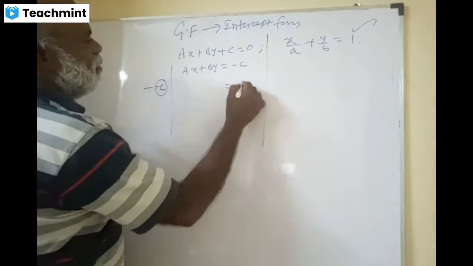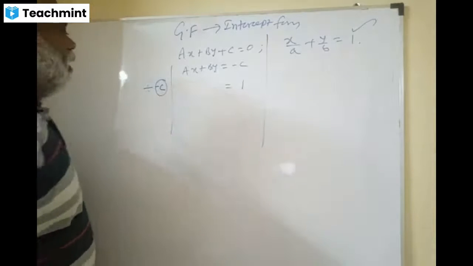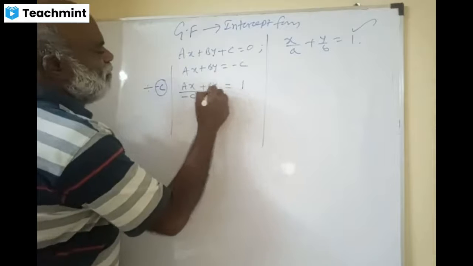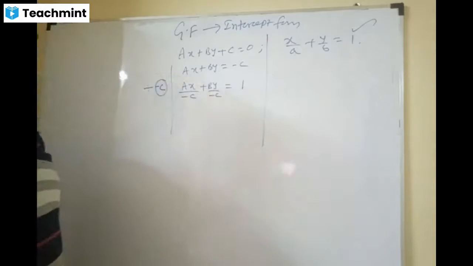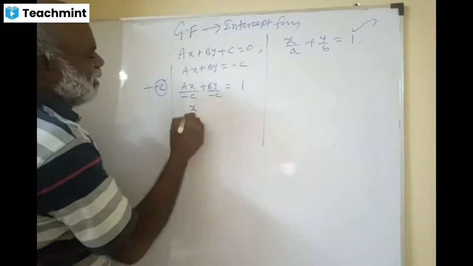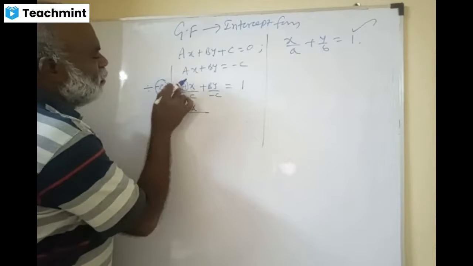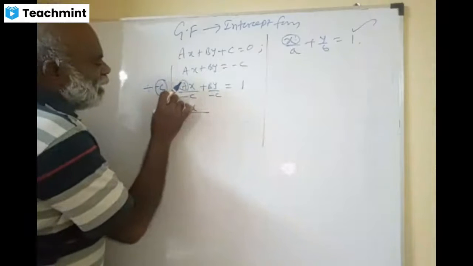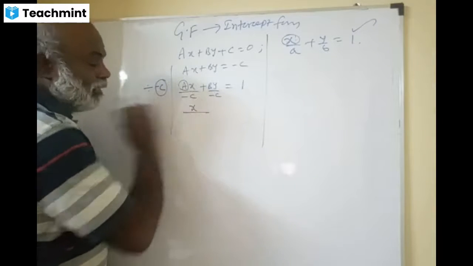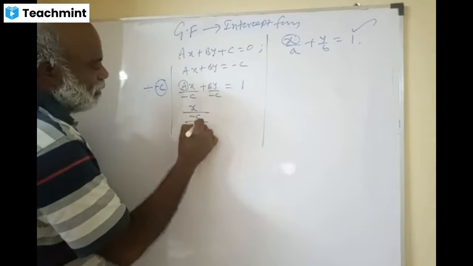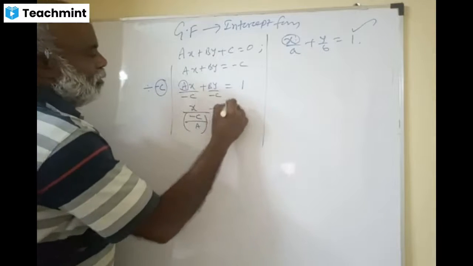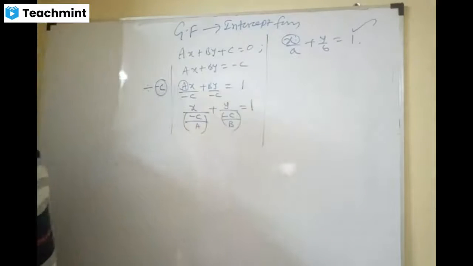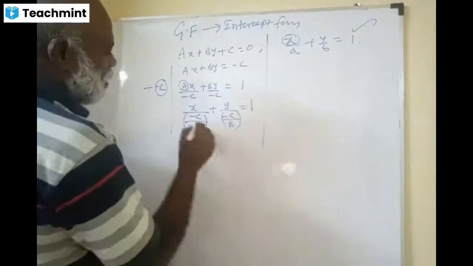Divide with minus c, you get a 1 here. And you get ax by minus c plus by by minus c part. Then you get x in the a. If you don't want it here, x alone should be there, so this a will not come here. Denominator, numerator, denominator. Do you agree? Now just compare this and this. Compare this and this.